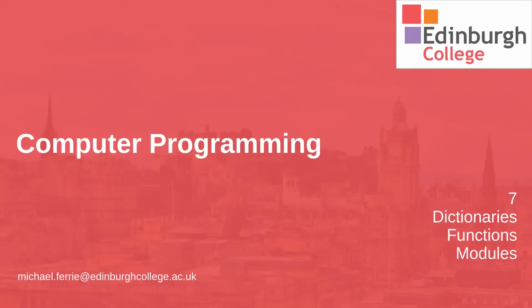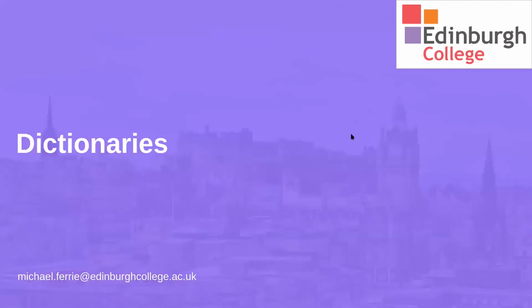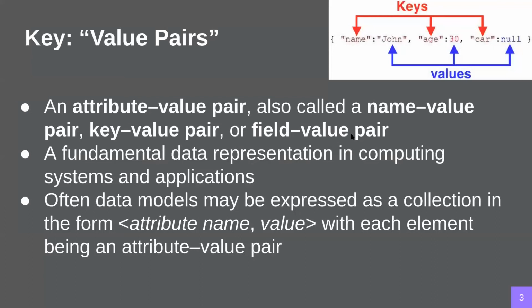Welcome to topic 7. In this topic, there are 3 subtopics, and those are dictionaries, functions, and modules. So let's have a look at the first one, which is dictionaries. We already looked at the list type in Python. The dictionary has slightly more layers to it. So first of all, before we look at the dictionary specifically, let's talk about key value pairs.